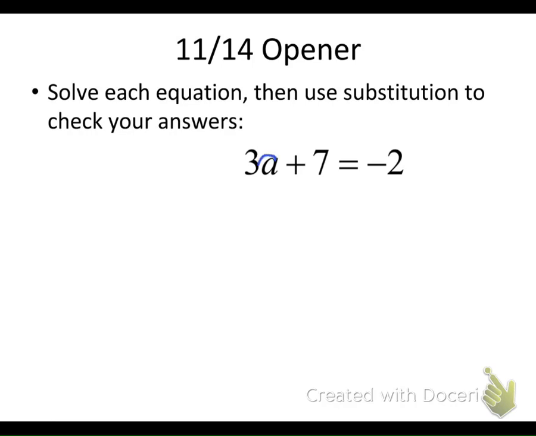So we're going to circle our variable, and we're going to draw our line of equality. Now, if you read the directions here, it says solve each equation. Then we're going to use substitution to check our answer. So basically, our first two lessons of the triad, we're reviewing right here. So the first thing I need to do is solve for A. So I want to get the A by itself. If I want to get the A by itself, what do I need to get rid of first? How do I do that?